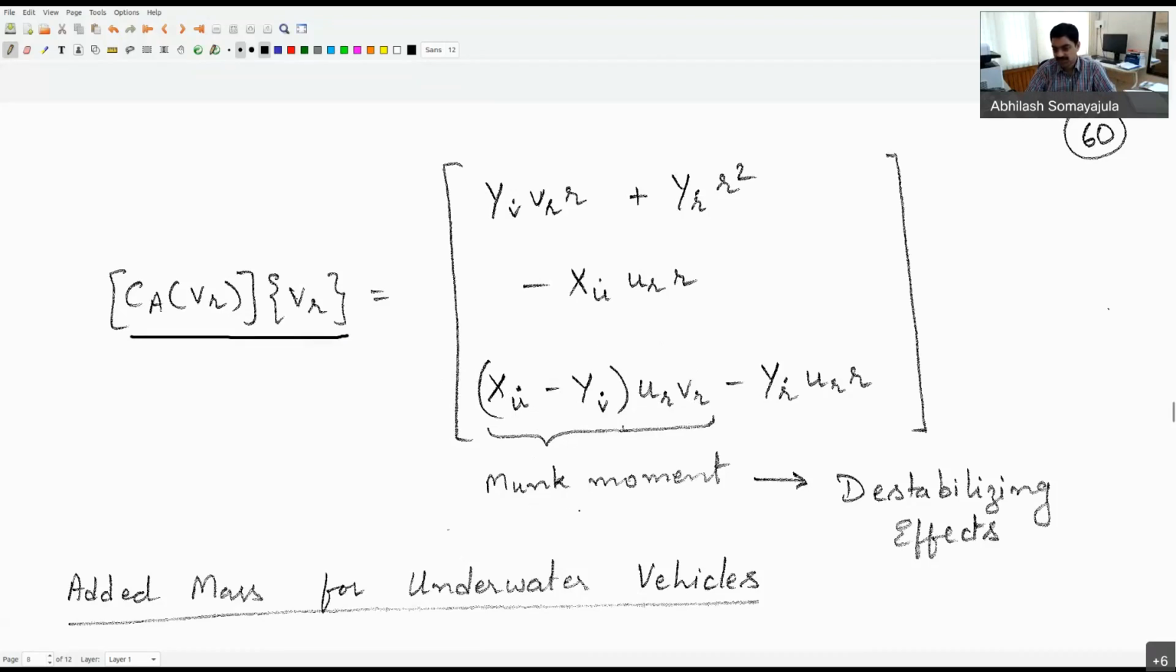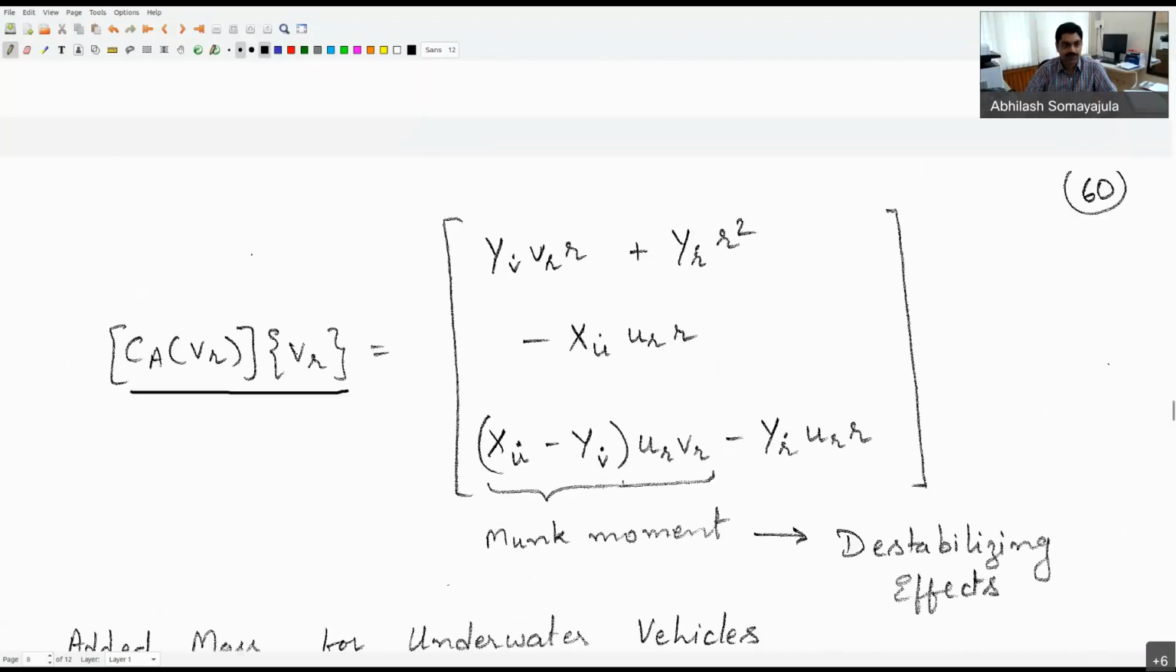And this Munk moment usually has a destabilizing nature, and we discussed that this is not something we are going to delve into deeply. We are only having a brief discussion about this. The true hydrodynamic reasons for this occurrence are not within the scope of this course. It is only important to understand that such a moment exists and that it has a destabilizing nature when we are looking at the dynamics of the vessel.